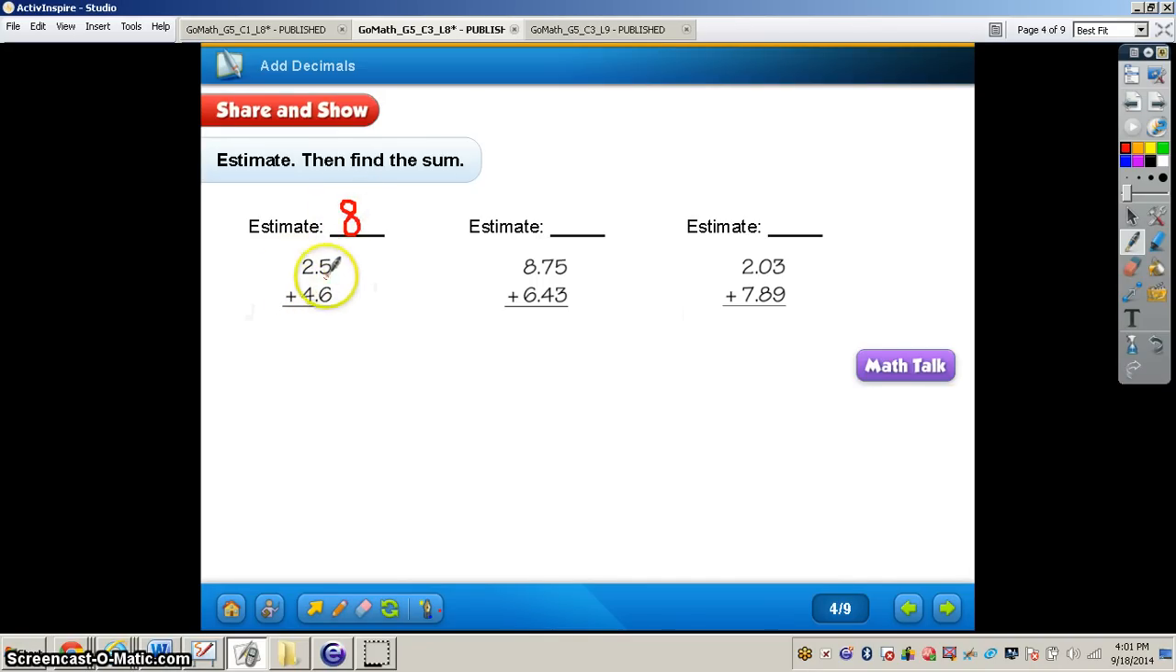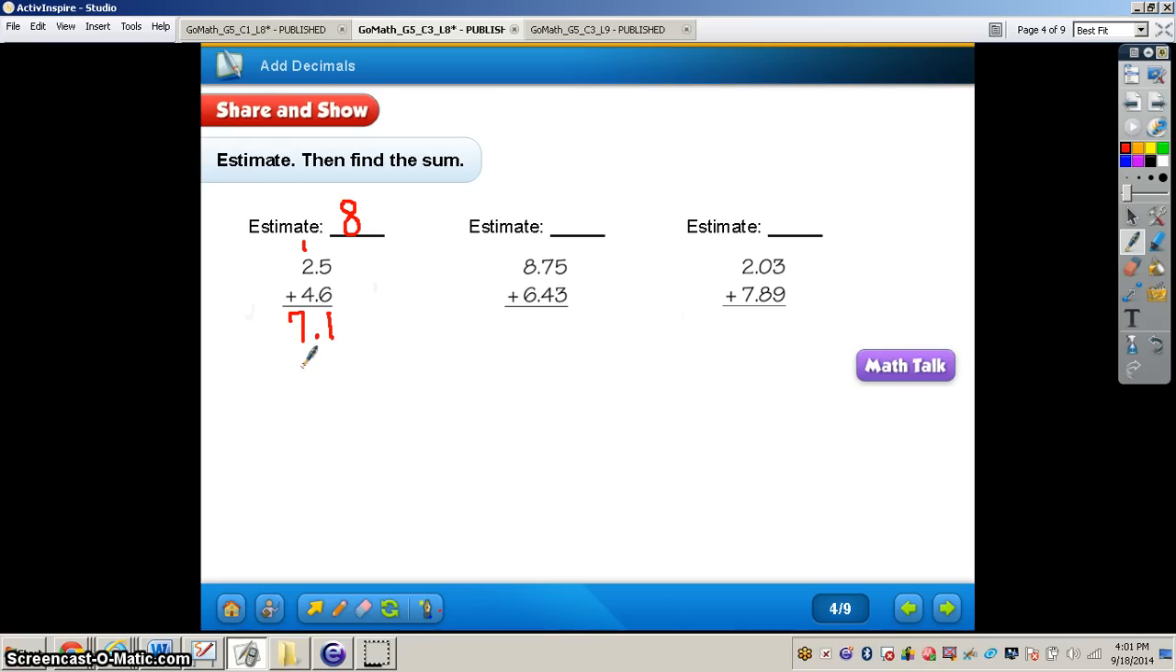And then from here you can just add your decimals. 2 and 5/10 plus 4 and 6/10. 5 and 6 gives us 11. 5/10 plus 6/10 gives us 11/10. We put our 1 in the tenths place and we carry a whole over. Drop our decimal point down, very important. 1 plus 2 gives us 3, and 4 gives us a total of 7 for 7 and 1/10. And I want you to work through these problems with me.